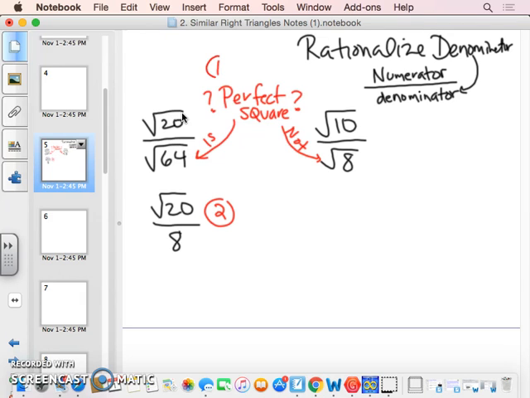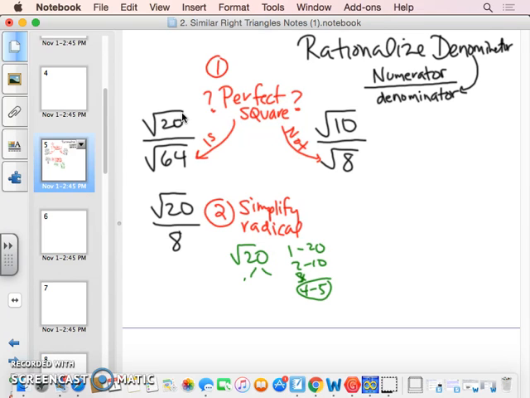So this is step 1. Step 2 is to simplify the radical, which you just learned how to do. So we're going to simplify the square root of 20. 1 times 20, 2 times 10, 3 doesn't go in, 4 times 5. Now I know that 4 is going to be my largest perfect square. So 4 comes out as 2, and the square root of 5 is left behind. Now I rewrite my fraction as 2 square root of 5 over 8.